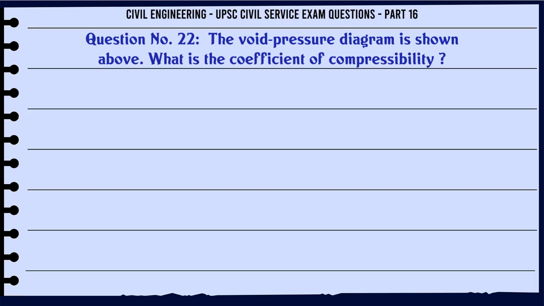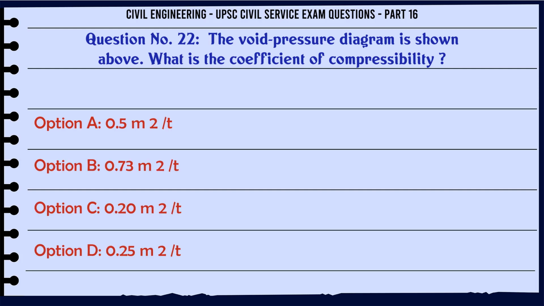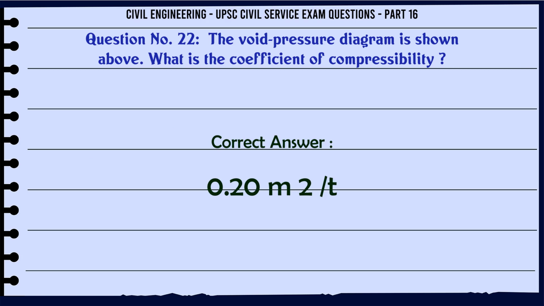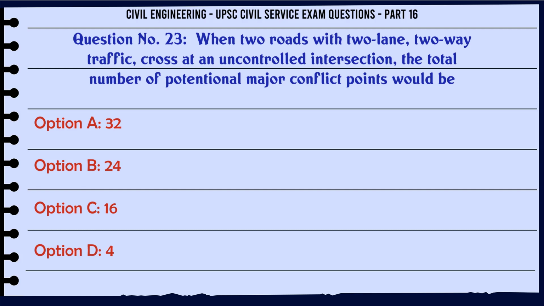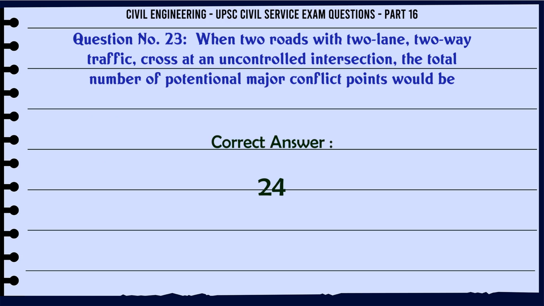The void pressure diagram is shown above. What is the coefficient of compressibility? A 0.5 m²/t. B 0.73 m²/t. C 0.20 m²/t. D 0.25 m²/t. The correct answer is 0.20 m²/t. When two roads with two-lane two-way traffic cross at an uncontrolled intersection, the total number of potential major conflict points would be A 32, B 24, C 16, D 4. The correct answer is 24.